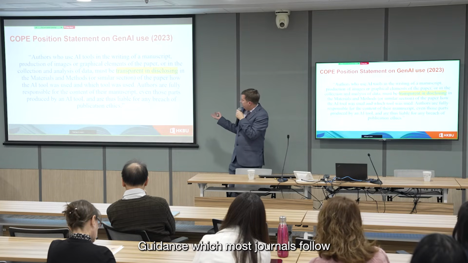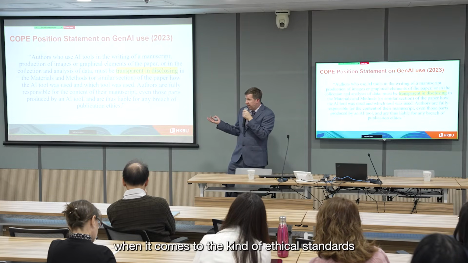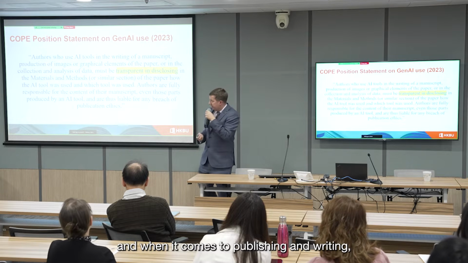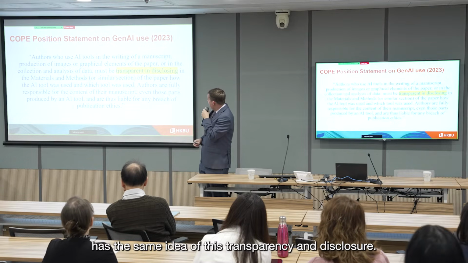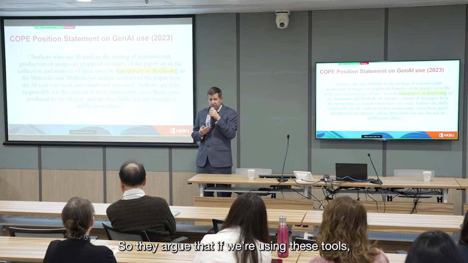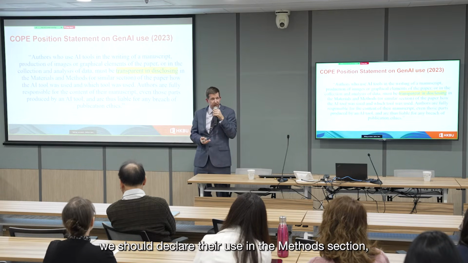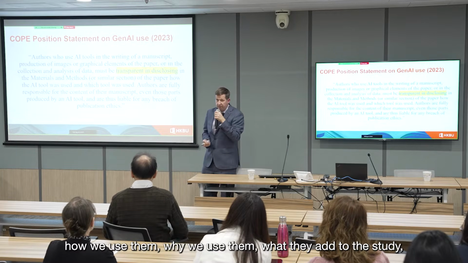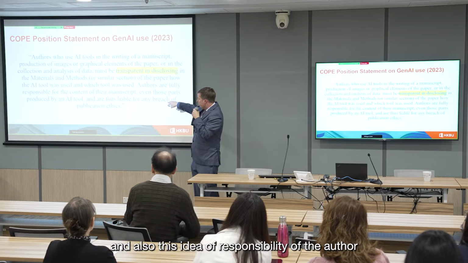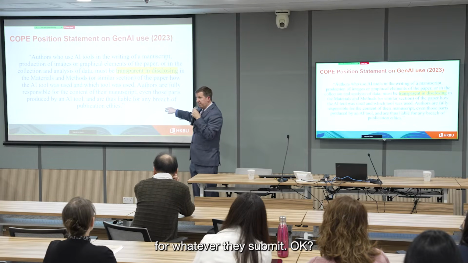COPE guidance, which most journals follow when it comes to ethical standards in publishing and writing, has the same idea of transparency and disclosure. So they argue that if we're using these tools, we should declare their use in the methods section: how we use them, why we use them, what they add to the study, and also this idea of responsibility of the author for whatever they submit, okay?